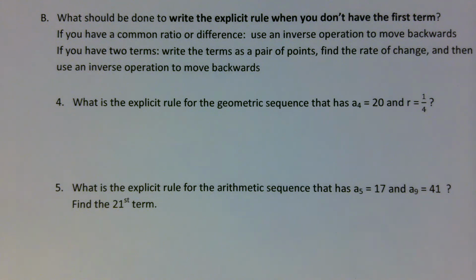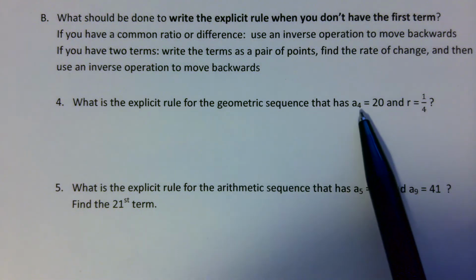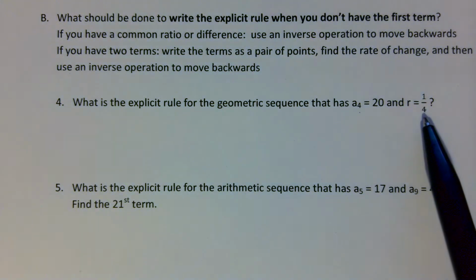So let's try it with a few questions. What's the explicit rule for the geometric sequence that has my fourth term is 20 and my common ratio is 1/4?